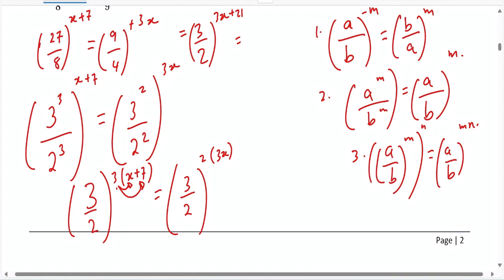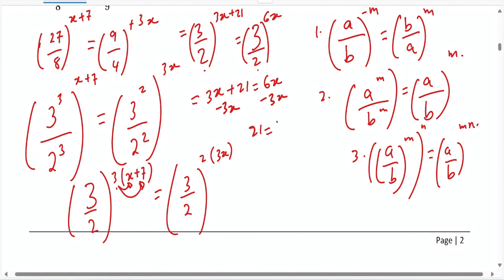And the same thing goes with the other one, which is basically 2 times 3x, which gives you 6x. Sawa? So umeona hapa bases ziko sawa, zote ziko na 3 over 2, 3 over 2. So you just equate the powers. So 3x plus 21 equal to 6x. So 3x peleka the other side, itakuwa negative 3x. So 21 equal to 6x minus 3x, which is 3x. Divide by 3, divide by 3. X yetu ni ngapi? 7. And that is our answer.